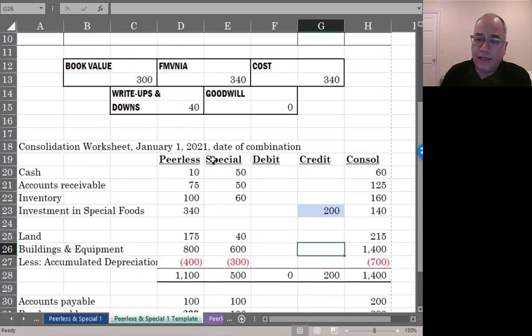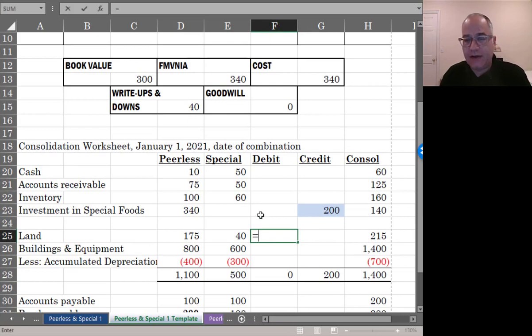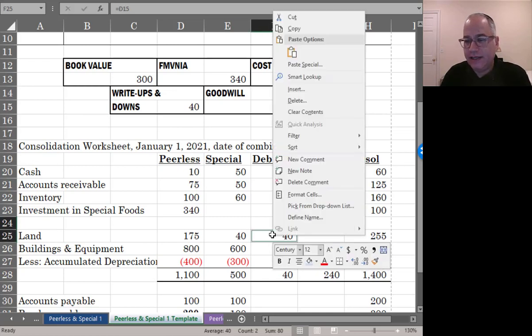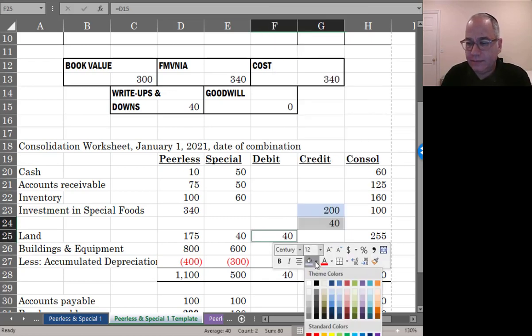Next, I'm going to record the differential. There's a write-up here of land of 40, so that means I've got to write up my land for 40. So I'm going to debit land, and I'm going to credit the investment account, because right now that $40,000 write-up of land is sitting in the investment account. So therefore, I'm going to credit 40 to the investment account and debit land for 40.